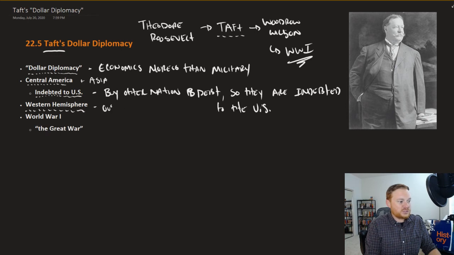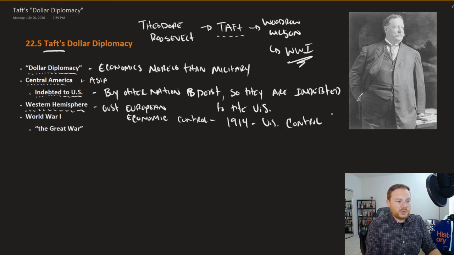So this is to oust European economic control of the Western Hemisphere. And certainly by World War I, which is 1914, the U.S. has pretty firm control over the Western Hemisphere.